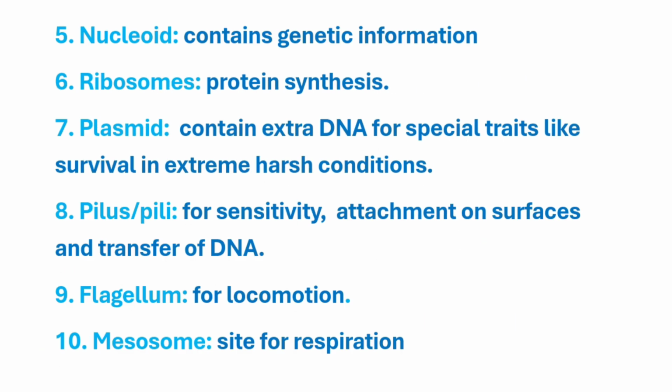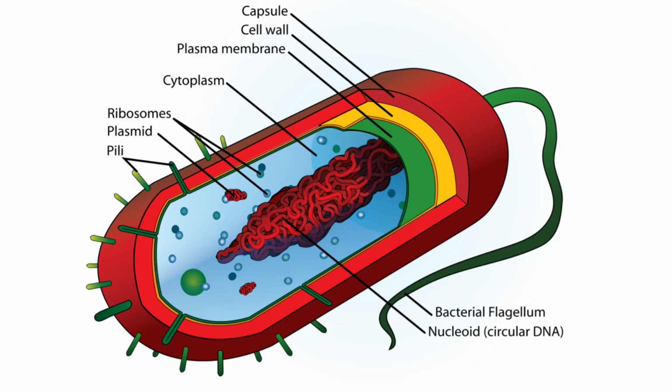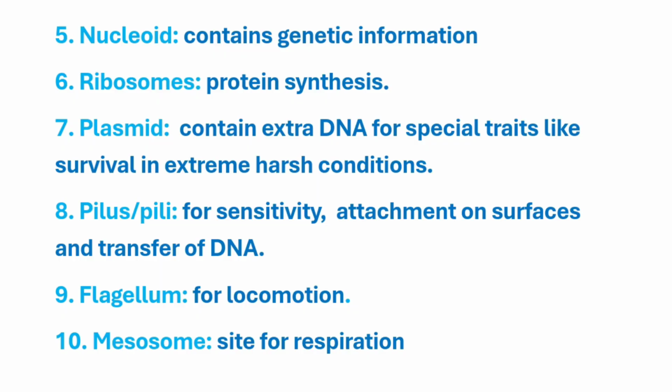Prokaryotic cells have ribosomes for making proteins, and mesosome, which is a site of respiration and may also be involved in cell division and DNA uptake. Plasmid, which contains DNA for special traits like survival in extreme environments. Though this plasmid is not found in all prokaryotes, it is found in some prokaryotes which thrive in extreme environments.